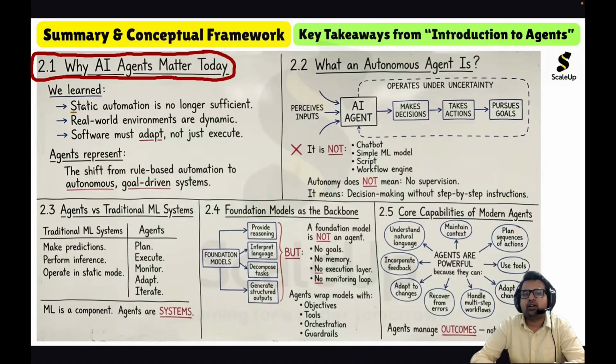We learned static automation is no longer sufficient. Static automation is all about rigid rules, wherein we have fixed workflows, fixed rules. Now we saw that real-world environments are highly uncertain and dynamic in nature. So these rigid workflows are brittle, they get shattered. So we need software which can adapt and not just execute.